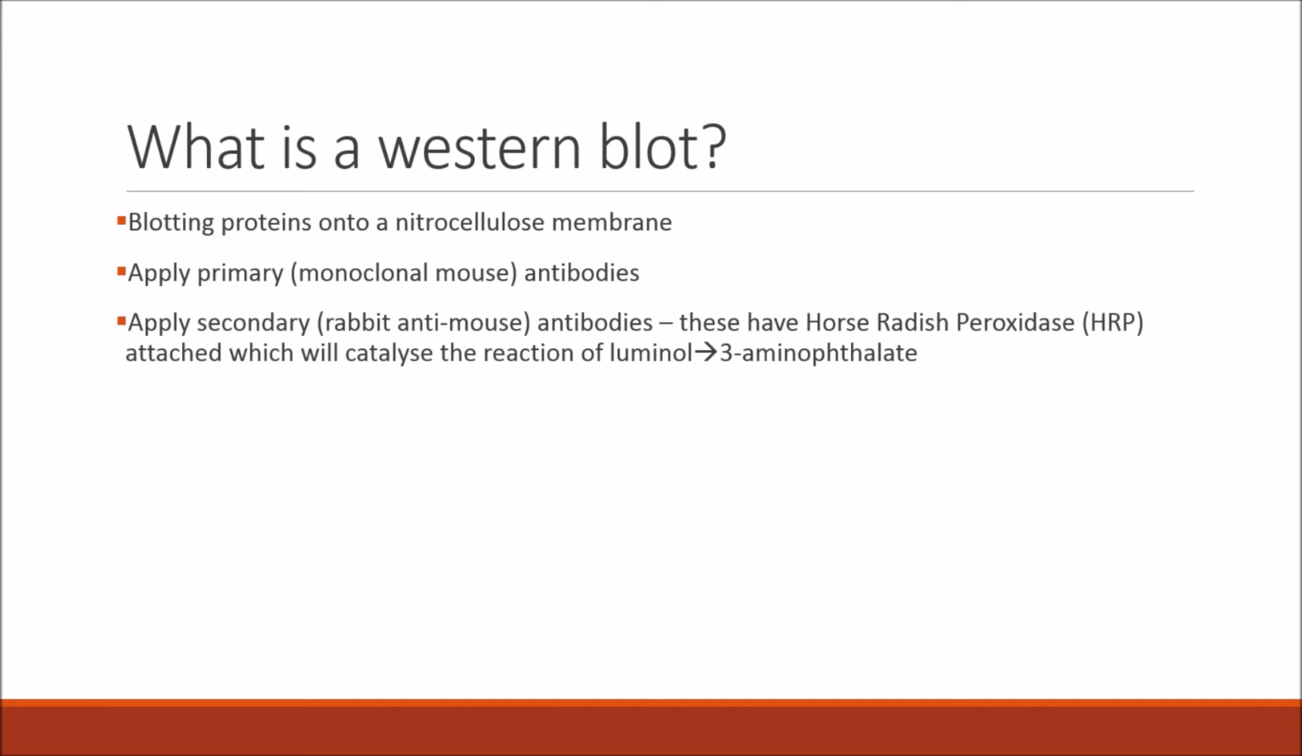Attached to these secondary antibodies is an enzyme called horseradish peroxidase, or HRP for short. What this will do is catalyze a reaction of luminol into a compound called 3-amino phthalate, which is a fluorescent product. We could then enhance the fluorescence given by the 3-amino phthalate to allow us to analyse our results.